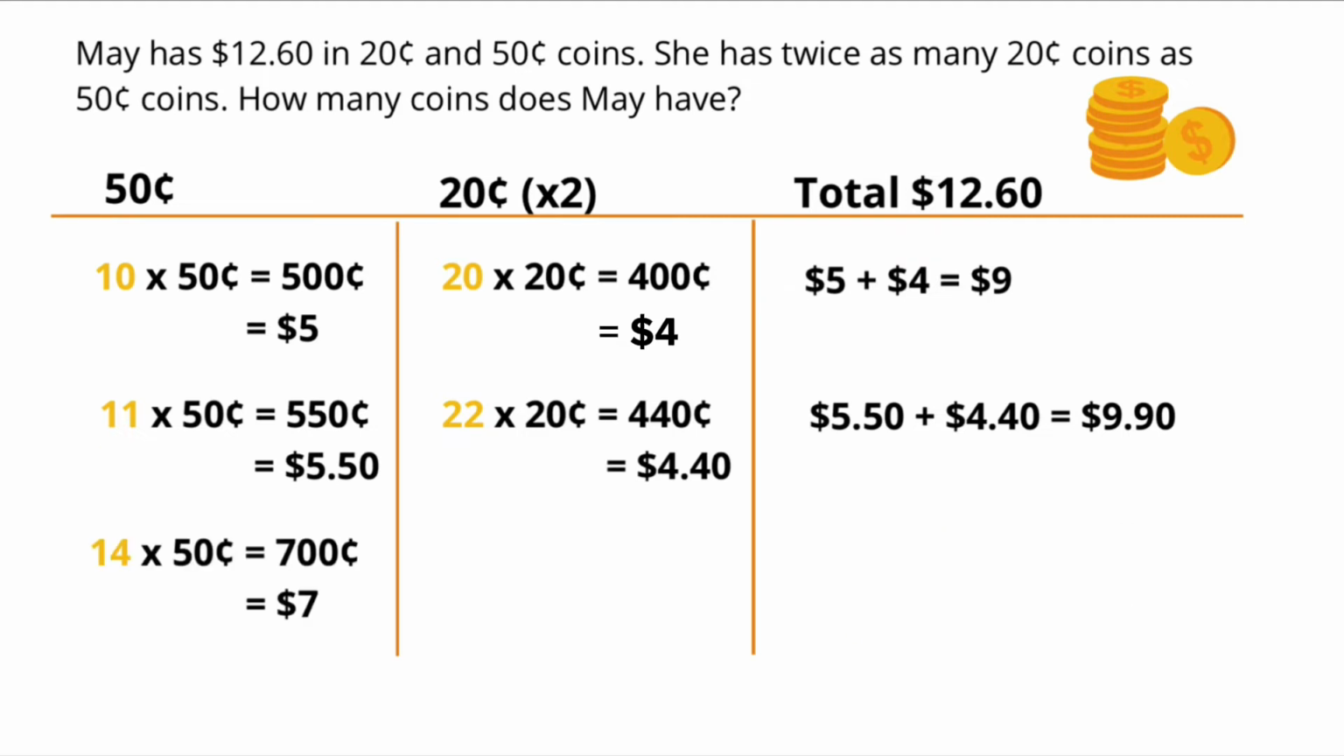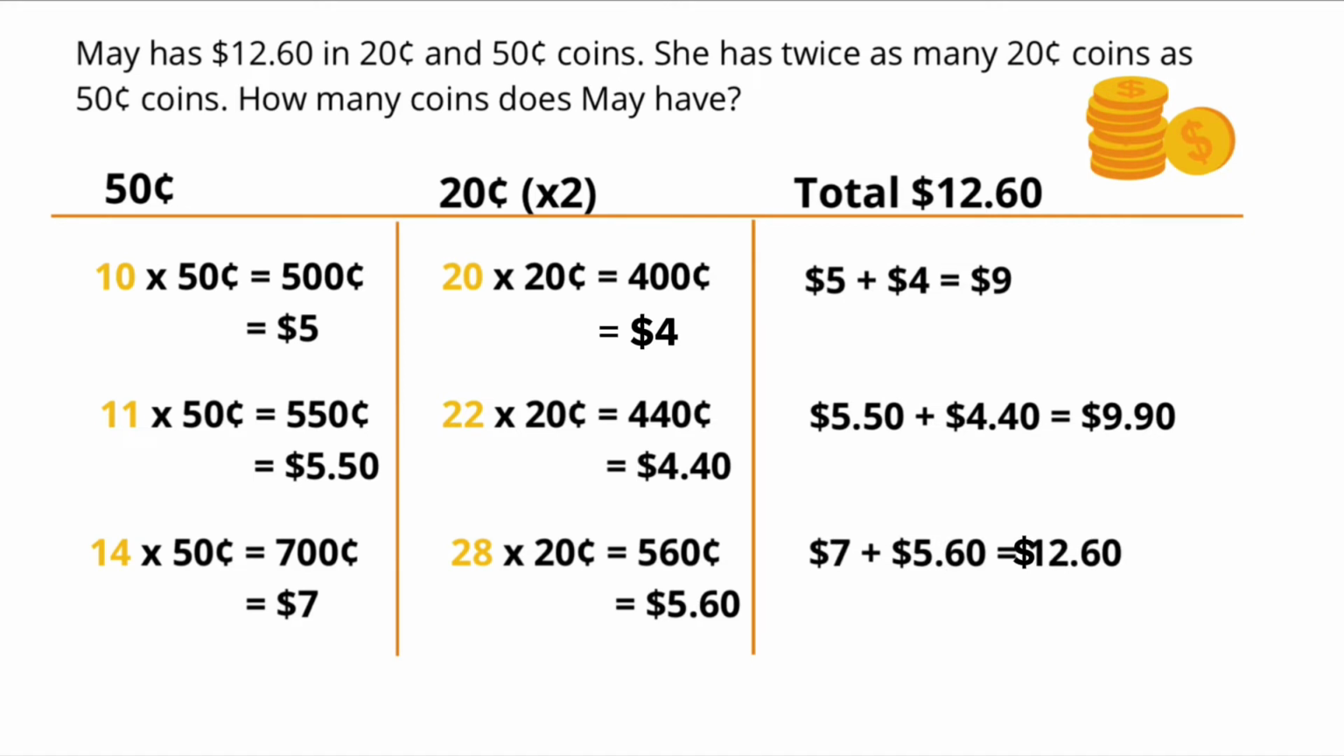So 11 increased by 3, that will be 14. If there are 14 50-cent coins, then she should have 28 20-cent coins. When you do up the calculations, you should be able to get $12.60. She has 14 50-cent coins and 28 20-cent coins. So add up together, she has 42 coins.